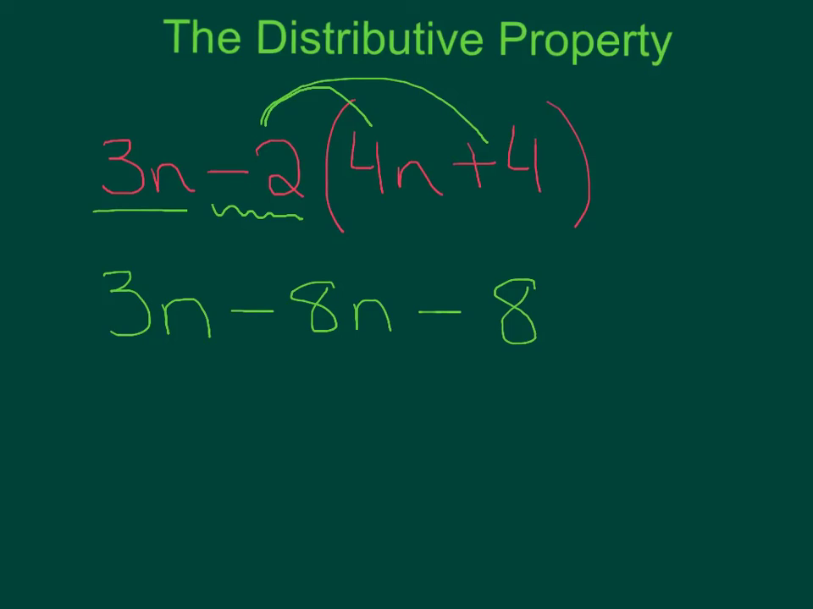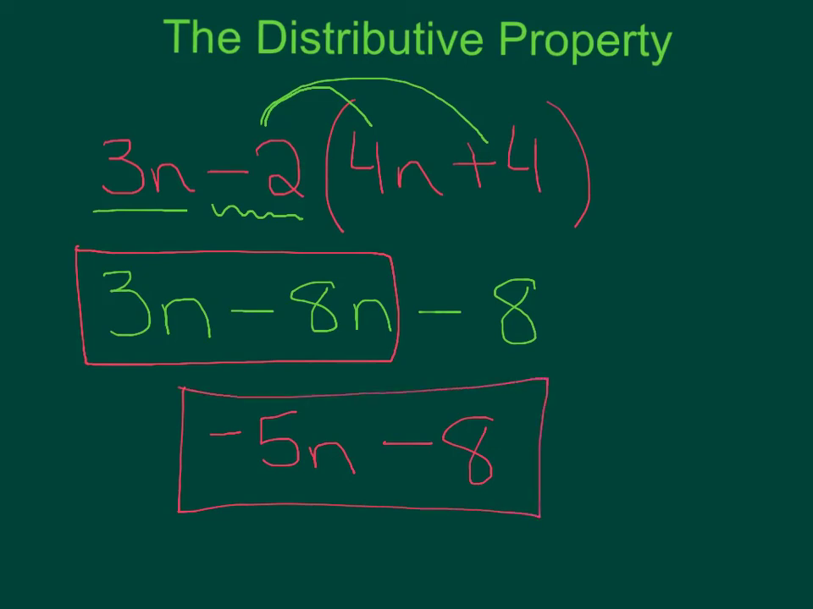So now that we've distributed, I want you to look to see if you can combine like terms. So we have 3n minus 8n, those are like terms, and you should get -5n, and then you have -8 that comes down. And right there is your final answer.